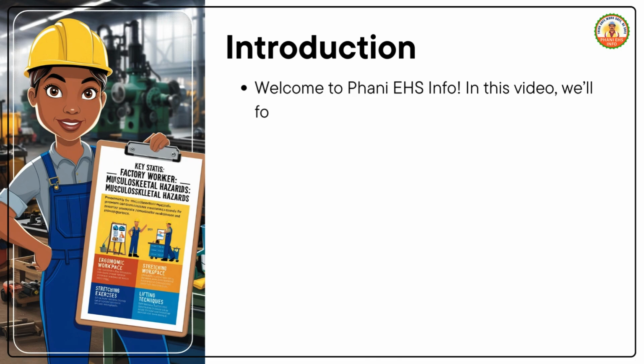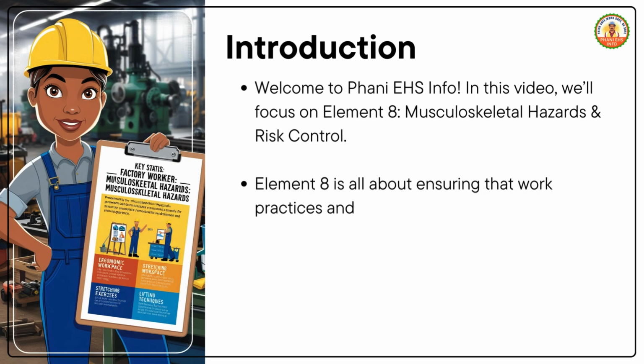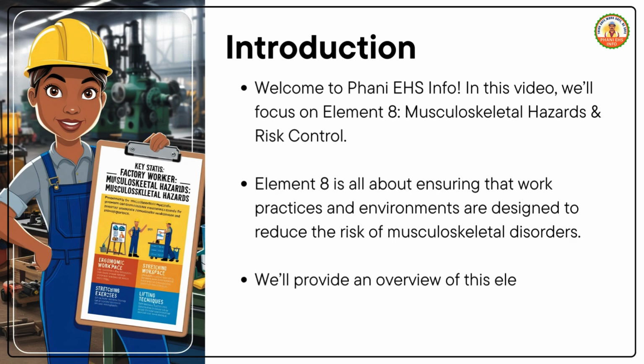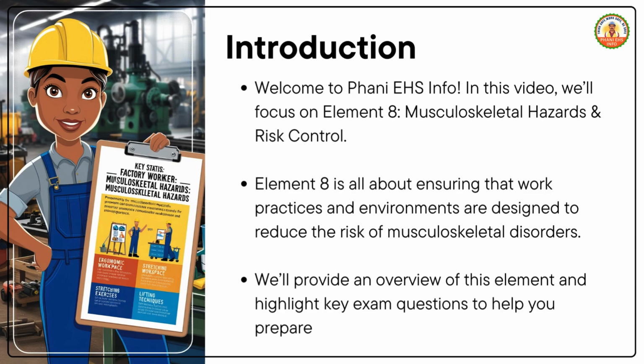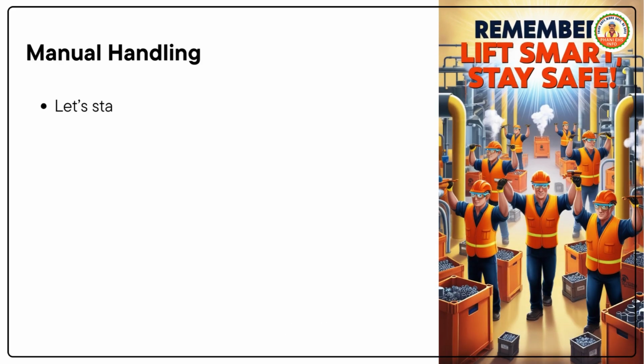In this video, we'll focus on Element 8, Musculoskeletal Hazards and Risk Control. Element 8 is all about ensuring that work practices and environments are designed to reduce the risk of musculoskeletal disorders. We'll provide an overview of this element and highlight key exam questions to help you prepare effectively for NEBOSH IGC Paper 2.